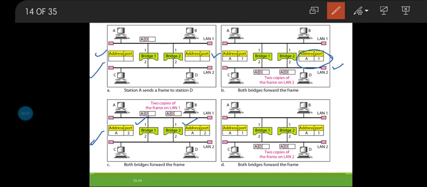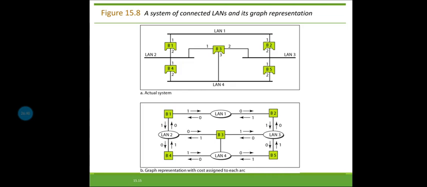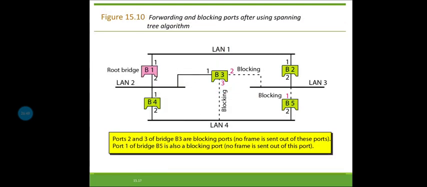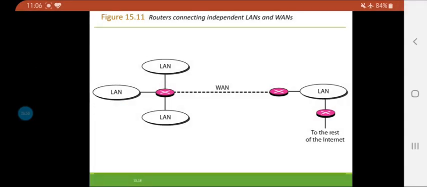To solve this looping problem, the IEEE specification requires the bridges to use the spanning tree algorithm to create a loopless topology. You can go through the spanning tree algorithm, as it is already learned. You can apply the same to the topology that exists here, and understand how a system connected with LANs and its graph can overcome the problem of looping.